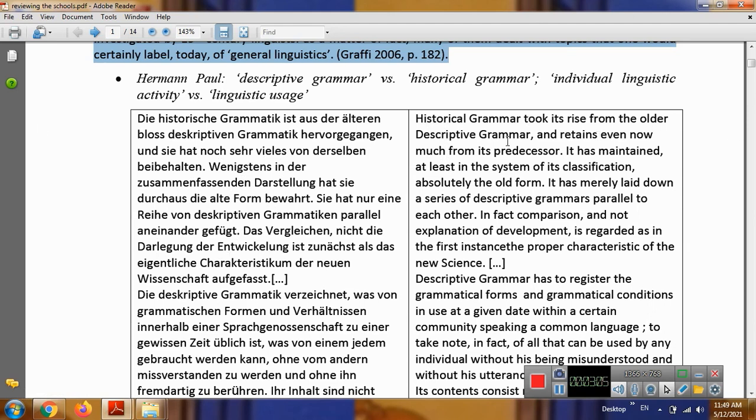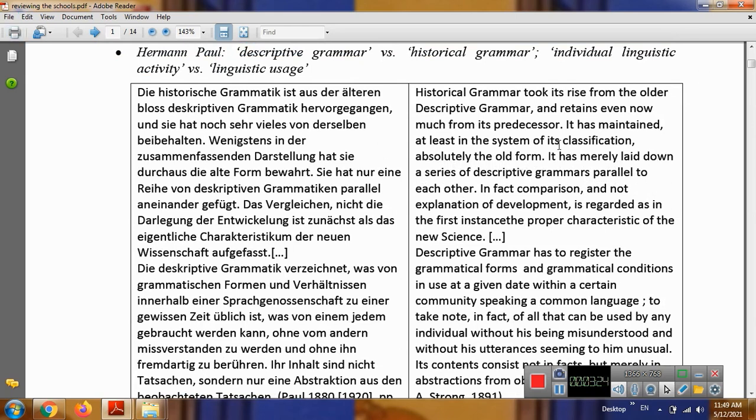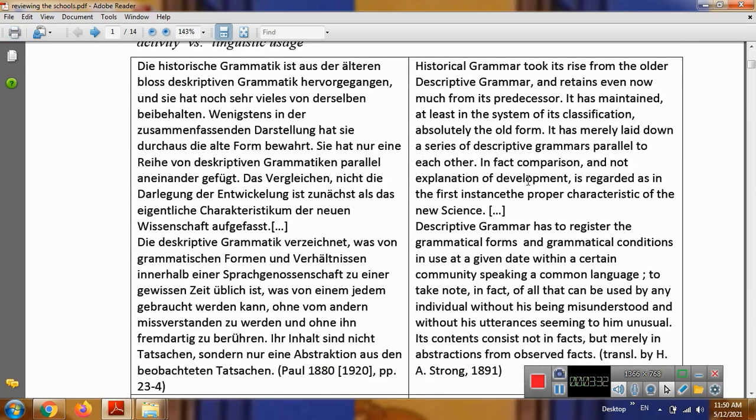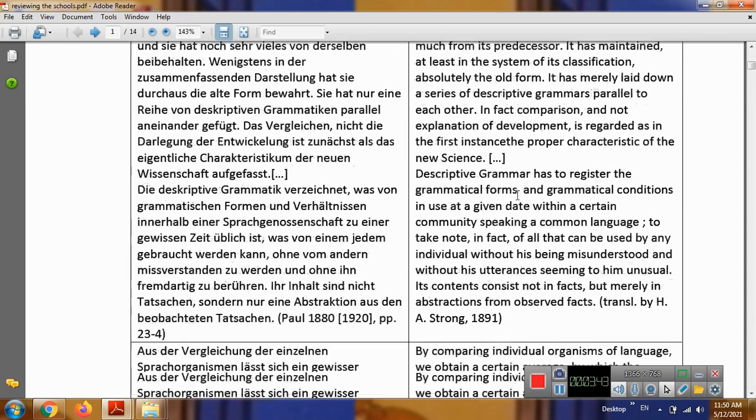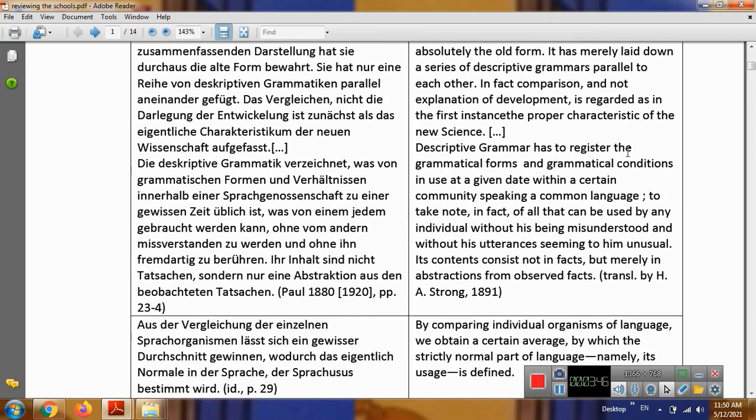Historical grammar took its rise from the older descriptive grammar and retains even now much from its predecessor. It has maintained, at least in the system of its classification, absolutely the old form. It has merely laid down a series of descriptive grammars parallel to each other. In fact, comparison and not explanation of development is regarded as, in the first instance, a proper characteristic of the new science. Descriptive grammar has to register the grammatical forms and grammatical conditions in use at a given date within a certain community speaking a common language.